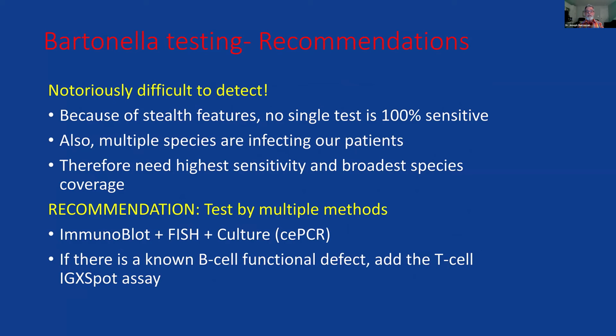They call it the IgX spot. And it makes sense to do a B cell test, even in this case, in other words, an immunoblot, because you want to get a good picture of the immune function. If you have someone with known, let's say, FISH positive Bartonella, and the B cell response from the immunoblot is non-reactive, then you know there's a defect in the immune system, plain as day. If you add to that the T cell response assay and you find that's defective, then you know you're dealing with a massively immune suppressed patient.